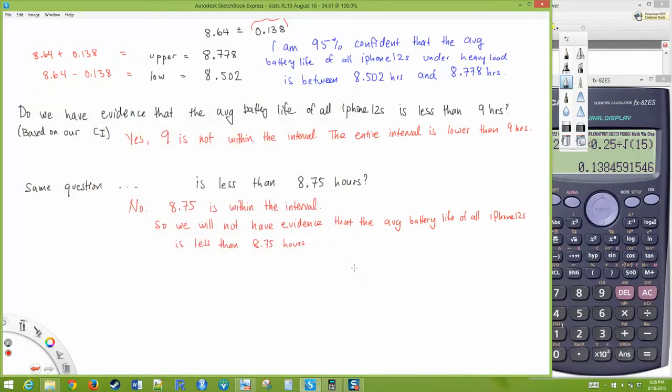How's that? We're good? Okay. And so I'm hoping you see that this is not vastly different from what we did 2 weeks ago in Chapter 7, when we talked about confidence intervals for the population proportion p. We're feeling okay there? All right.